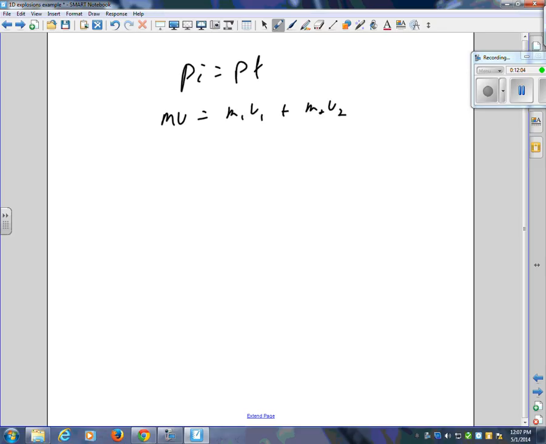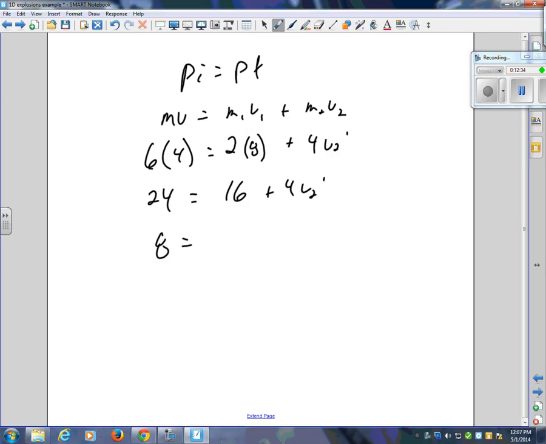I guess the only thing that's different here is I didn't tell you the mass of the 2 pieces, but as Alex so aptly pointed out, sarcastically pointed out, treating it like a potato head, the mass of the first one is 2, so the mass of the second one has to be 4. So this one is 8 V2 prime. So we got 24 is equal to 16 plus 4 V2 prime. 24 minus 16 I think is 8 equals 4 V2 prime. So V2 prime would be 2 meters per second.